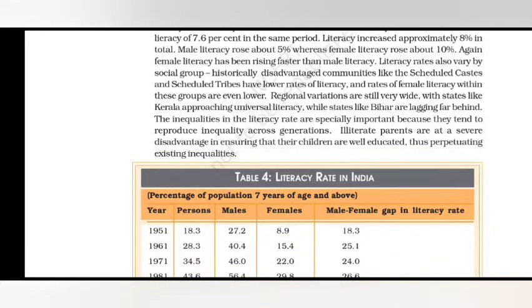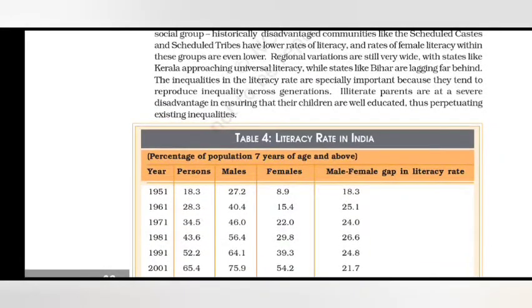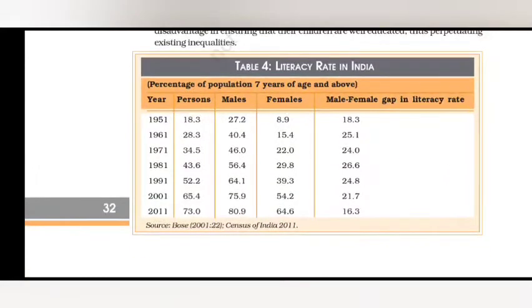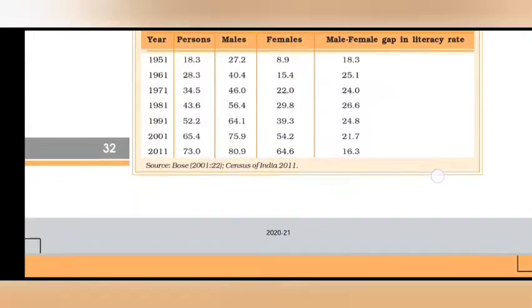Literacy rates also vary by social group. Historically disadvantaged communities like the scheduled castes and scheduled tribes have lower rates of literacy, and rates of female literacy within these groups are even lower. Regional variations are still very wide, with states like Kerala approaching universal literacy, while states like Bihar are lagging far behind. Inequalities in the literacy rate are especially important because they tend to reproduce inequality across generations. Illiterate parents are at a severe disadvantage in ensuring that their children are well educated, thus perpetuating existing inequalities.